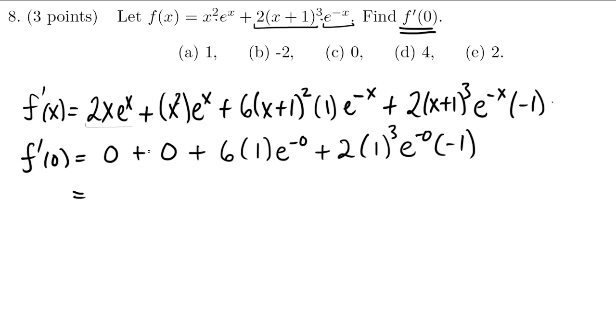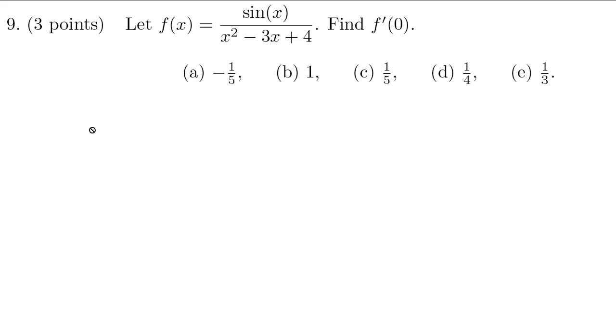Let's see what we have here. These zeros don't mean anything. This is 6. E to the minus 0 is equal to 1, right? And so this entire thing is just 6. How about this part? Well, this is 1. So we have 2, and 1 cubed is 1. So basically we have 2 times 1 times 1 times negative 1. And that's negative 2, right? I'm getting 4 for my answer. And so that would be answer D.